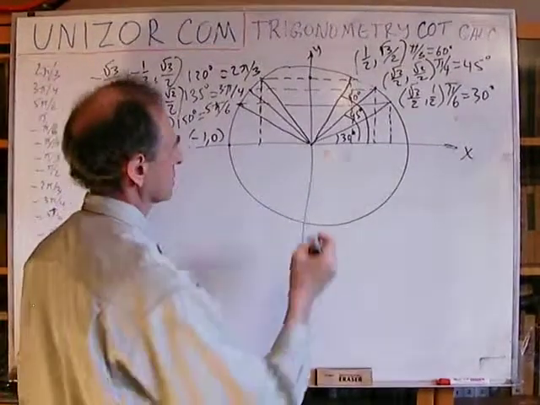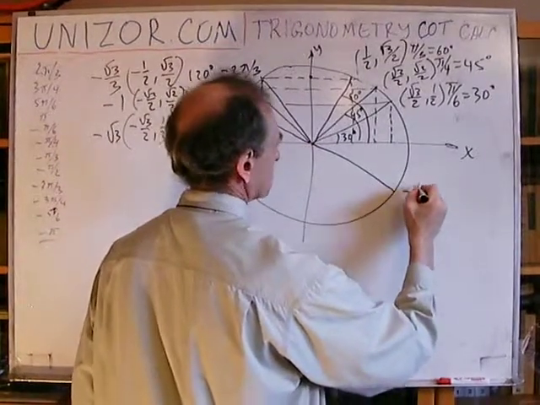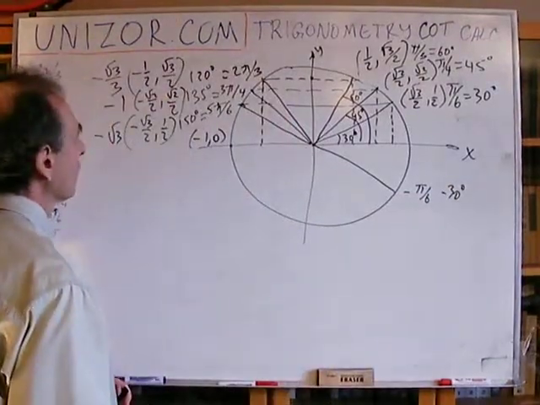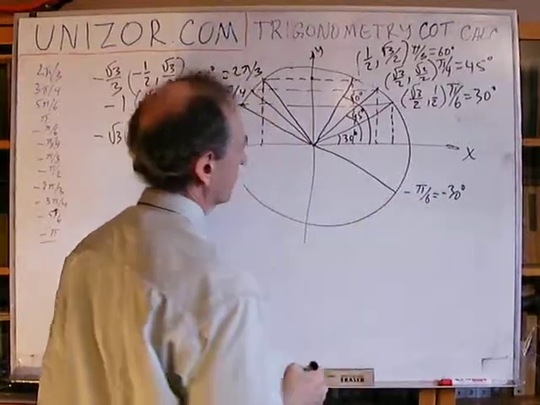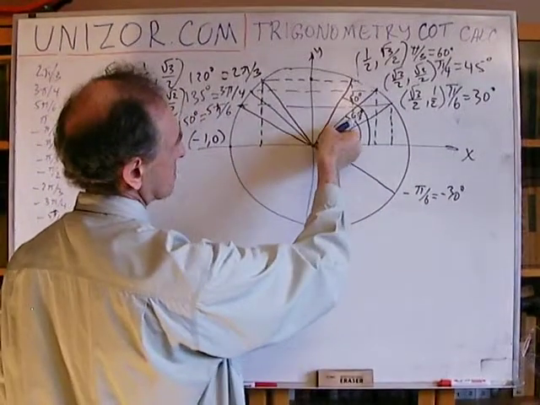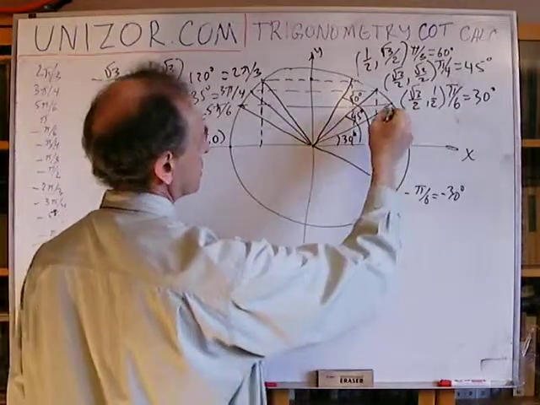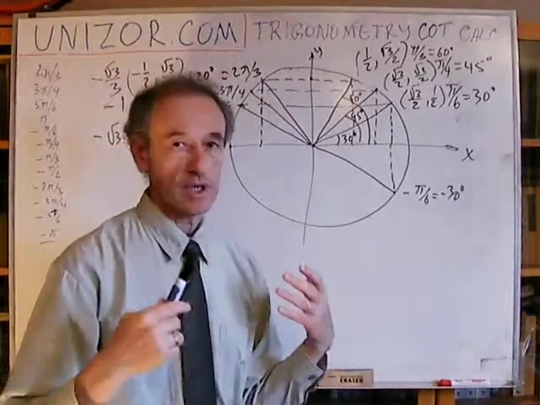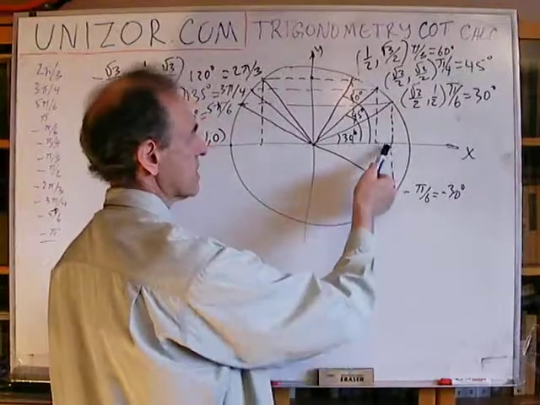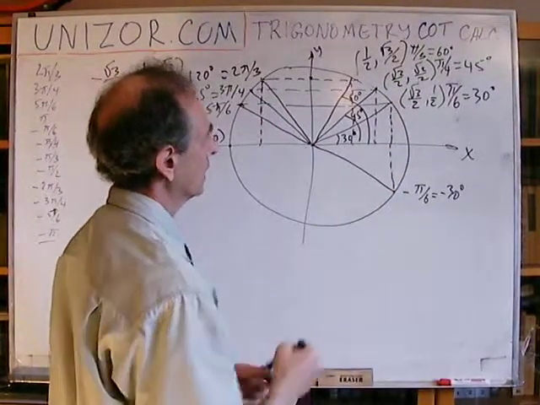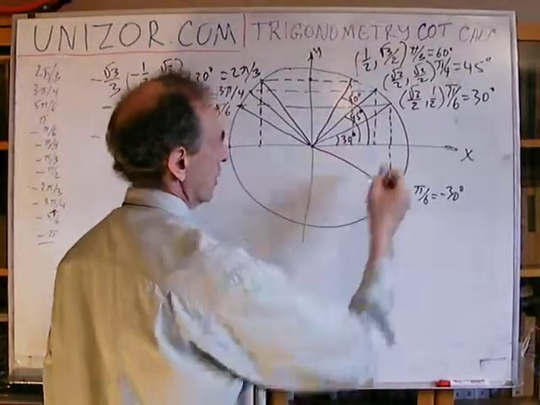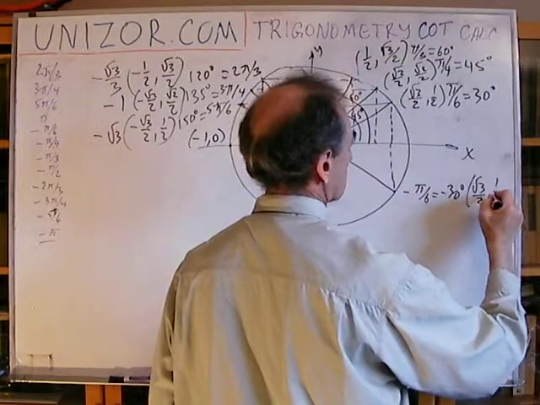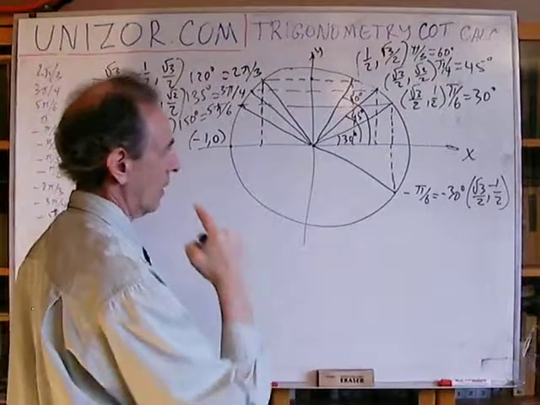Next, minus π/6, which is minus 30 degrees. And what is the symmetry in this case? 30 plus or 30 minus. So these two are symmetrical. Now, these are points symmetrical relatively to the x-axis, which means abscissa will be the same. They are projecting to the same point, but opposite ordinates. So abscissa is the same, so it's square root of 3 over 2, but opposite minus 1 half ordinate.